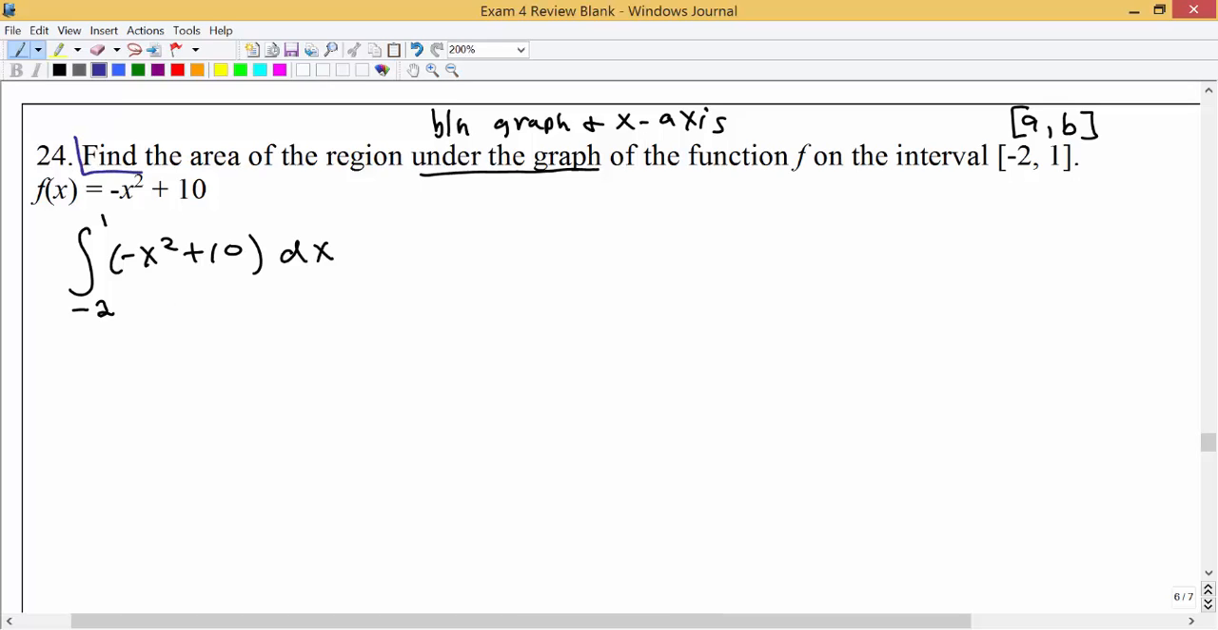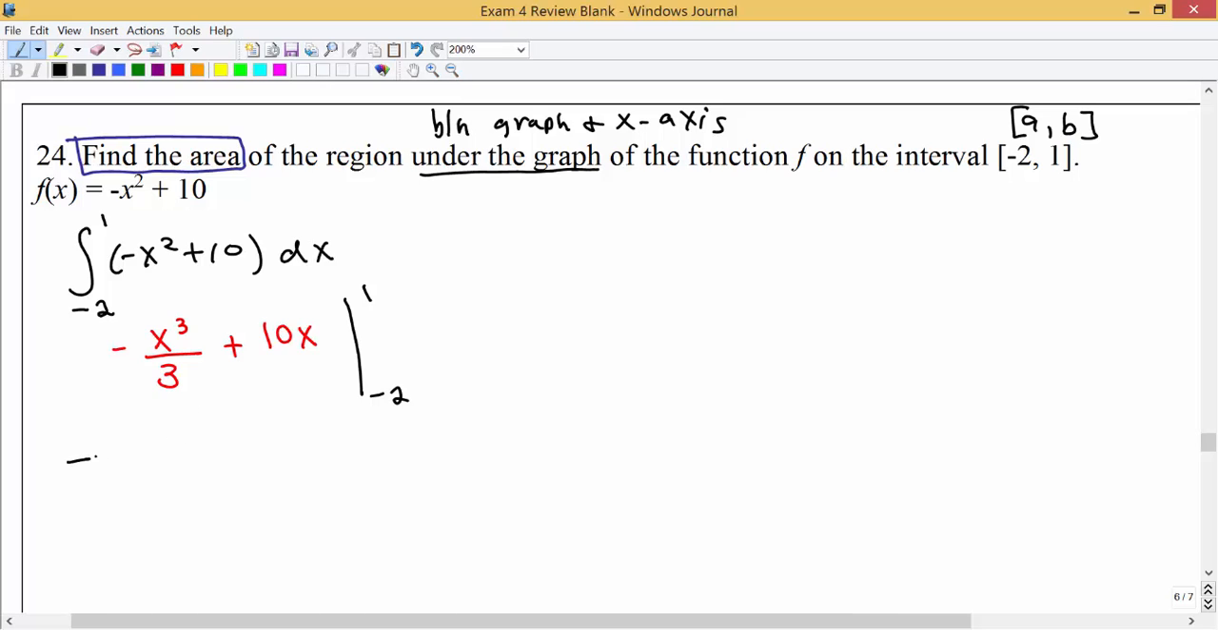So when we say find the area, then that means to integrate, and then we want to look for the lower and upper limits of integration. So we're going to find the definite integral here. So we're going to find the antiderivative first. So that would be -x³ divided by 3. So we'll add 1 to the power, divide by the new power, plus 10x. And then we're going to evaluate that antiderivative at the upper and lower limits of integration.